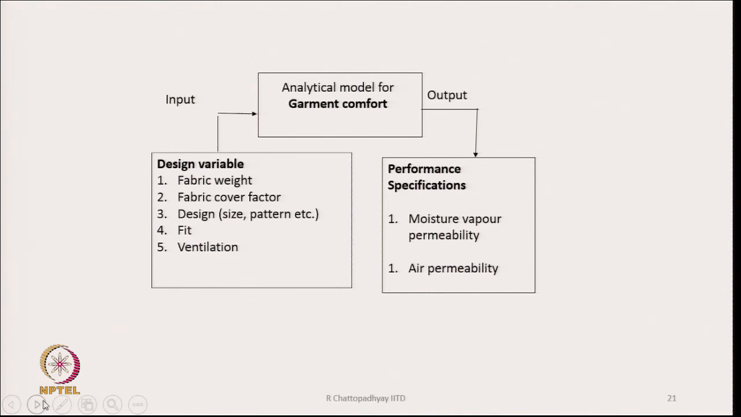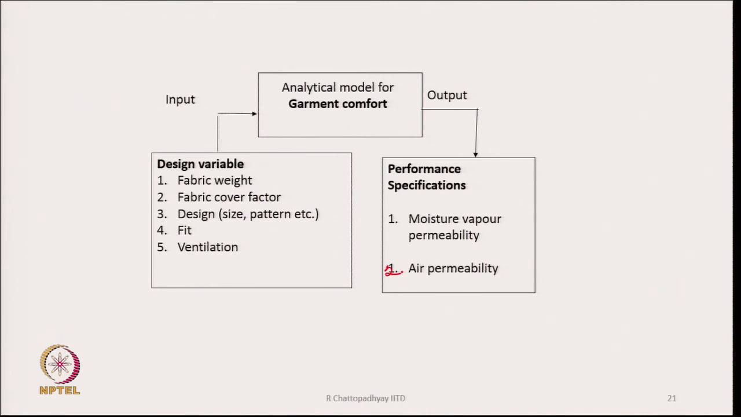Like one analytical model of garment comfort, suppose it is available. So, the model is there, the input is the design variable, the output is performance specifications. Now, design variables, let us say fabric weight, fabric cover factor, design related to size, pattern, etc., fit, ventilations, and we are interested to know the garment behavior in terms of, say, moisture vapor permeability as one output. The other output could be air permeability. This is output number 2.